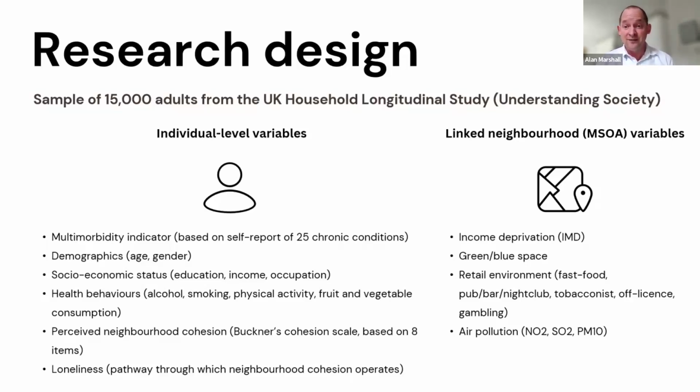So we had a whole set of characteristics about neighbourhoods. First of all, in terms of material deprivation, we had from the Index of Multiple Deprivation a measure of the income deprivation in a place. So this is the proportion of people who are experiencing income poverty.